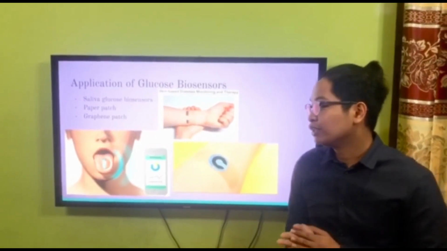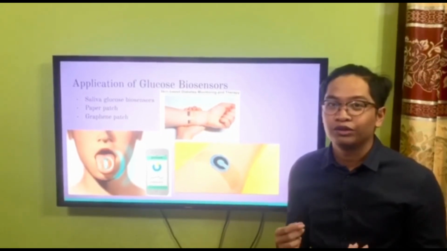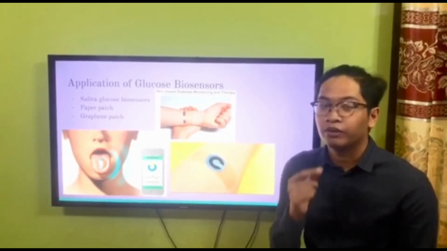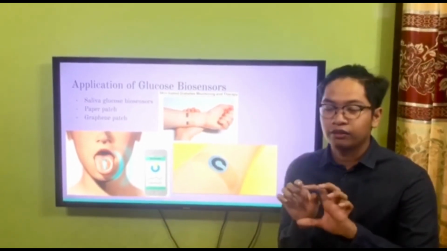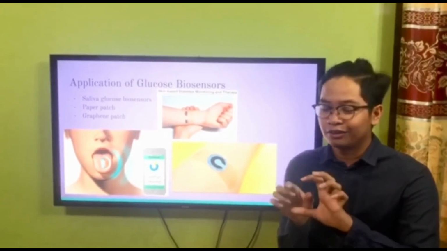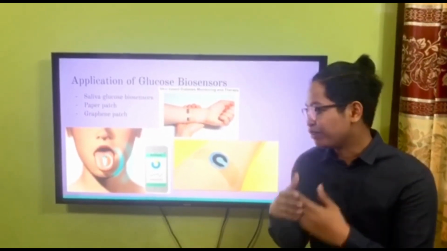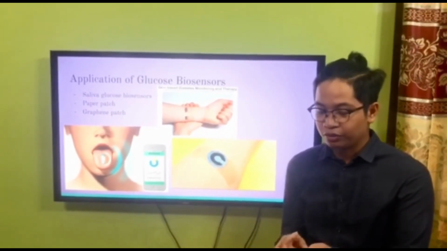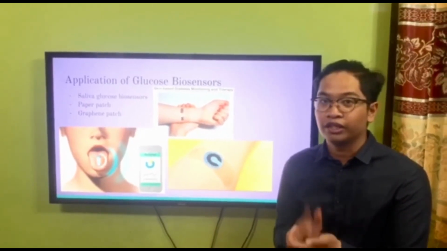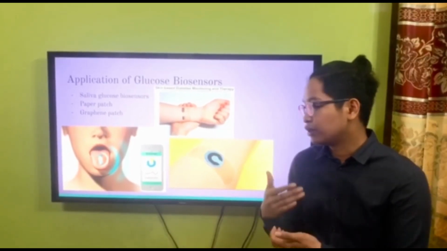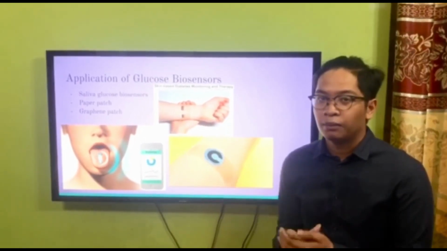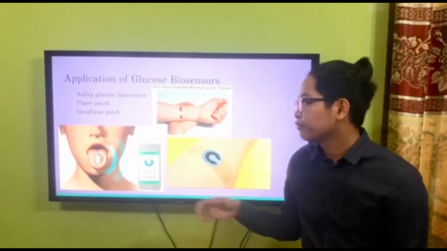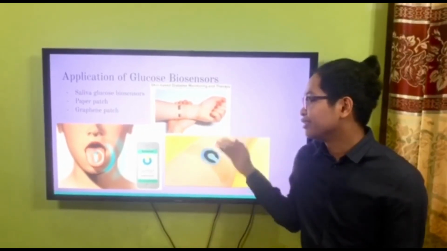For the saliva glucose biosensor, we take a paper that has already been modified and put it in our mouth. We control it with our phone, and we can get the result of our blood glucose, blood pressure, all of that.